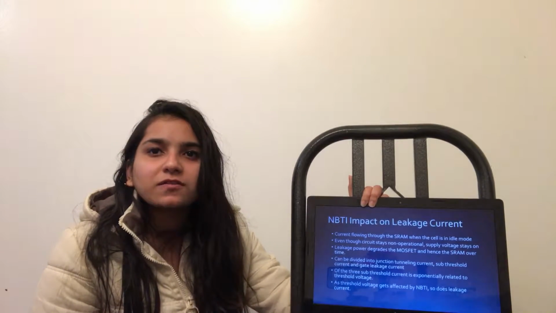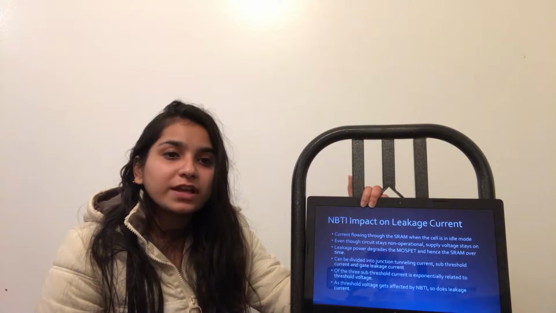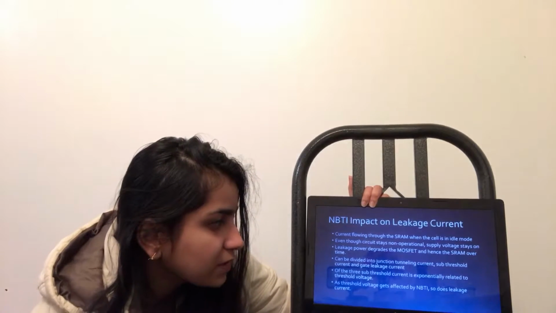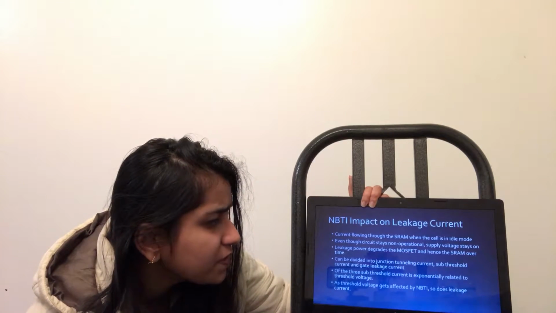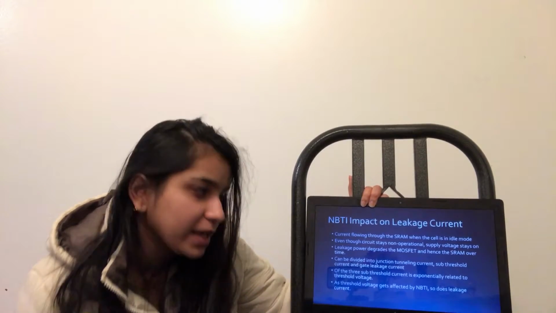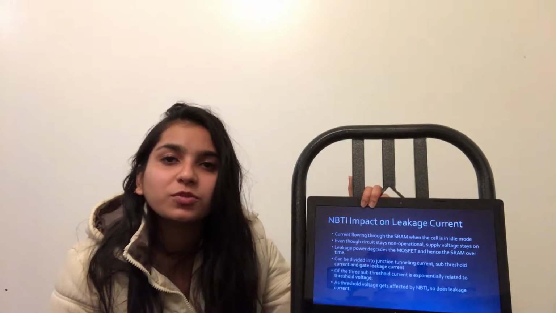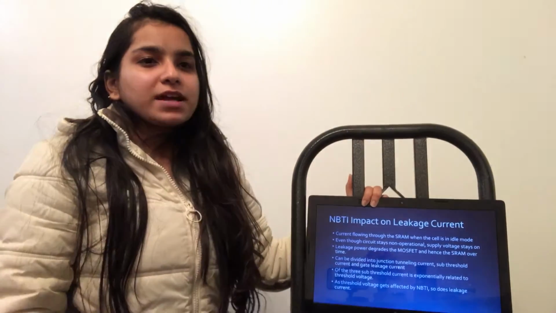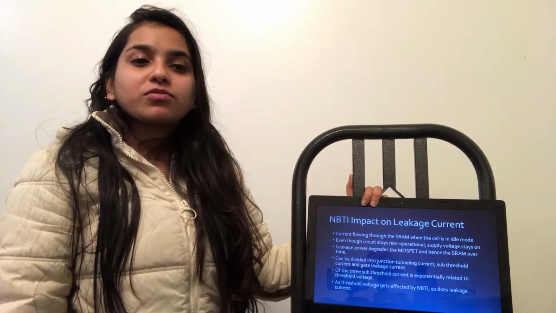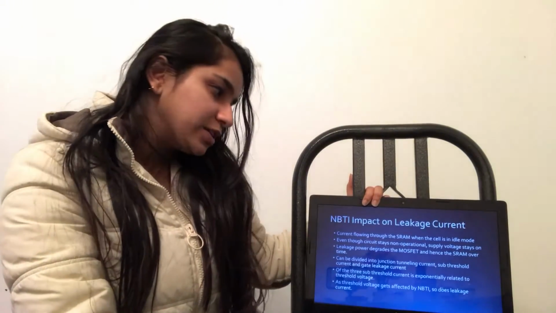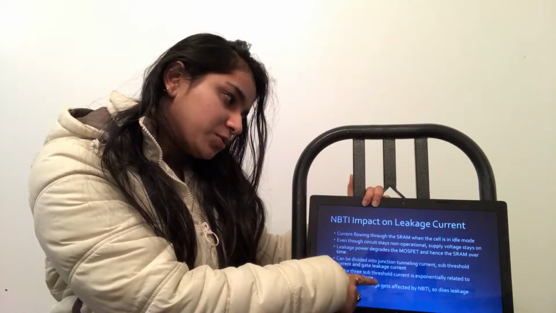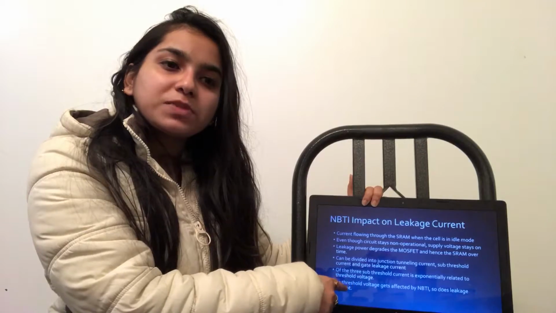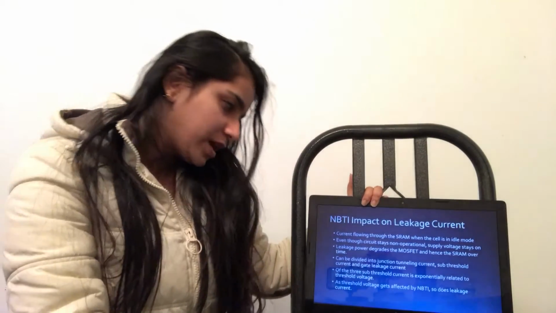Of these three types of leakage currents, the one which is affected by the NBTI effect would be the subthreshold current. As you can see, the subthreshold current is exponentially related to the threshold voltage. One of the fundamental aspects of the NBTI effect is how NBTI causes voltage threshold drift in the SRAM cell. So if the threshold voltage of the cell is drifting, the subthreshold current, which is exponentially related to that voltage, will also be drifting, which means an unpredictable power loss for the SRAM cell.